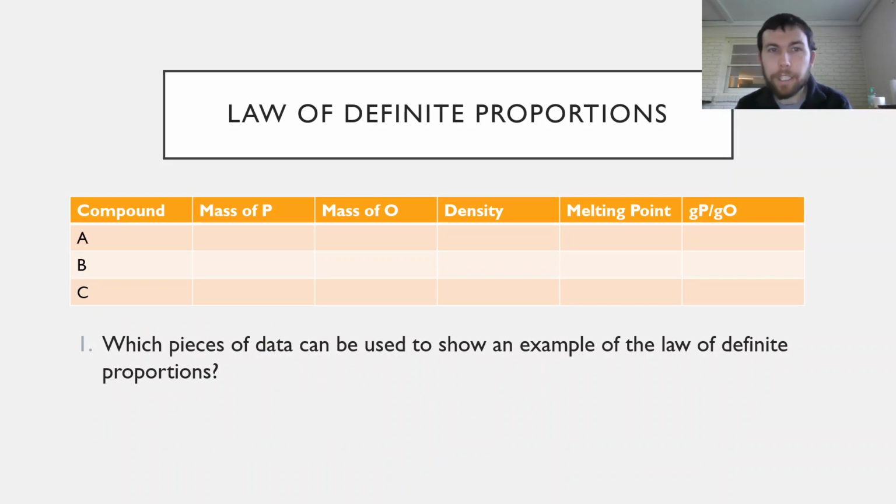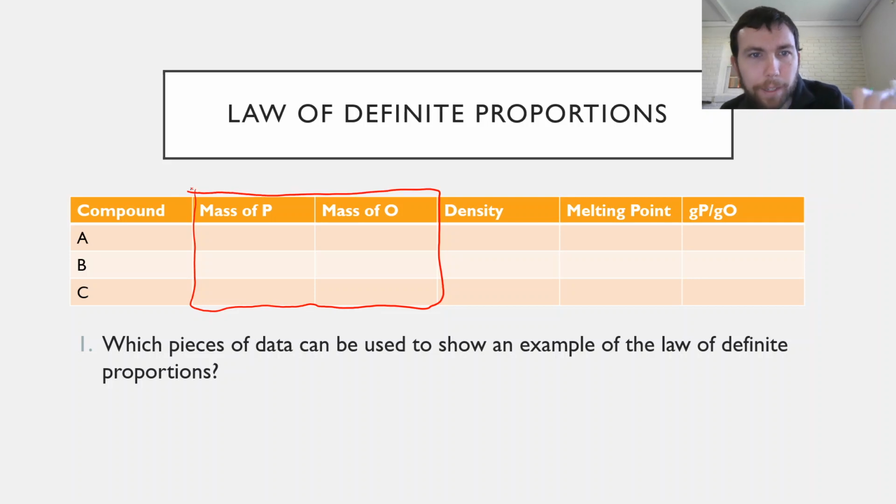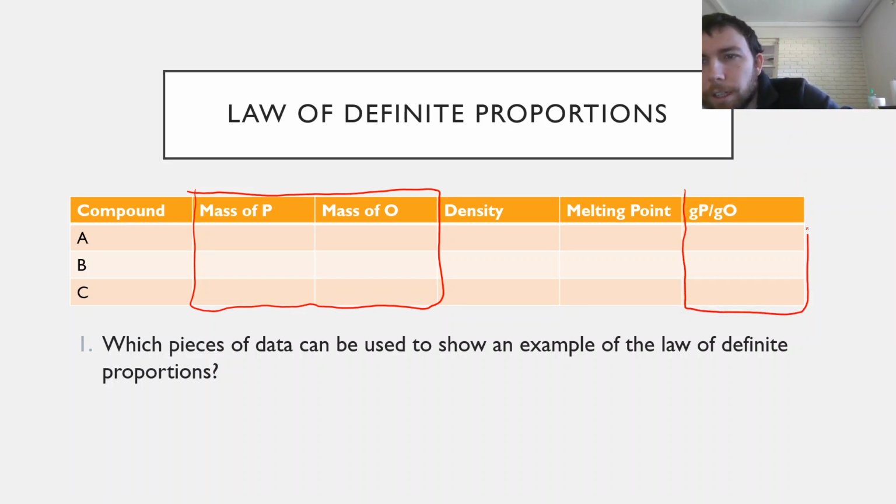Now, if we're looking at this particular data table, and let's say we were asked to identify if the law of definite proportions is being shown in this particular compound, what pieces of data would we need? Well, I hope that you would say, well, Mr. Kenton, I'm going to need the data that's in the mass of P and the data that's in the mass of oxygen. Those are the 2 data pieces that we're going to need. You don't necessarily need the grams of phosphorus to the grams of oxygen, because if you're given the first 2 data points, you could figure out grams of P versus grams of O, right?